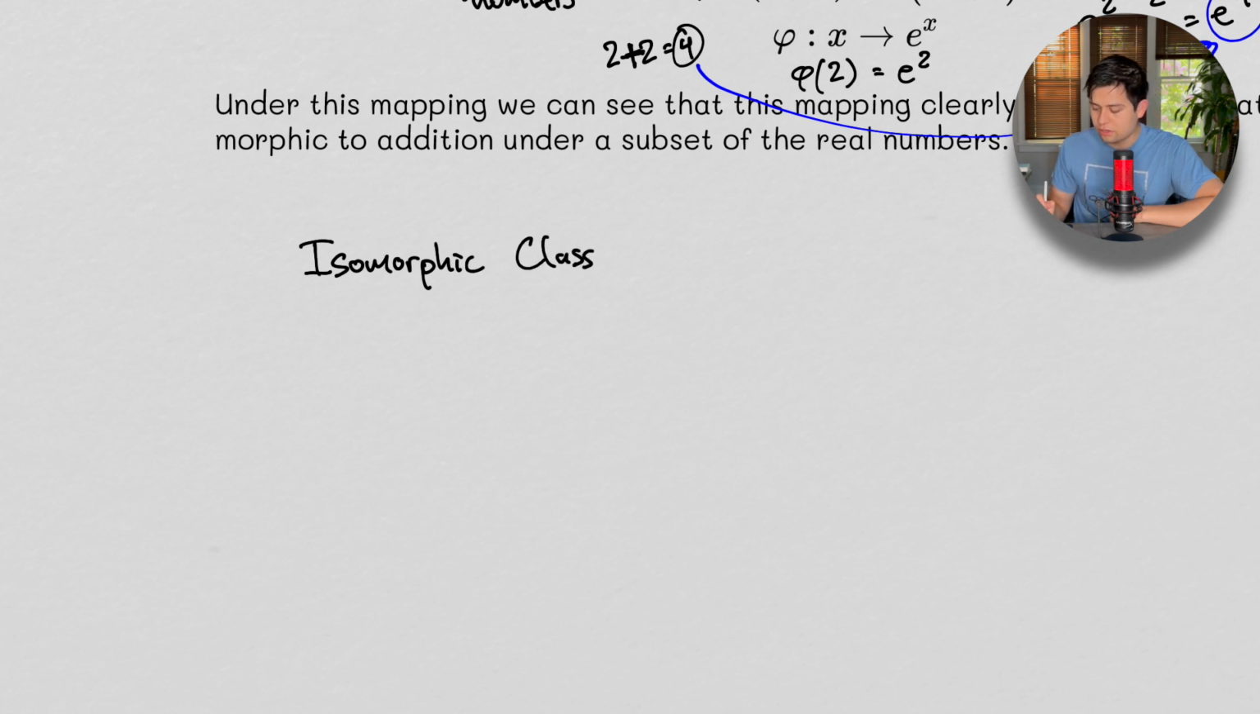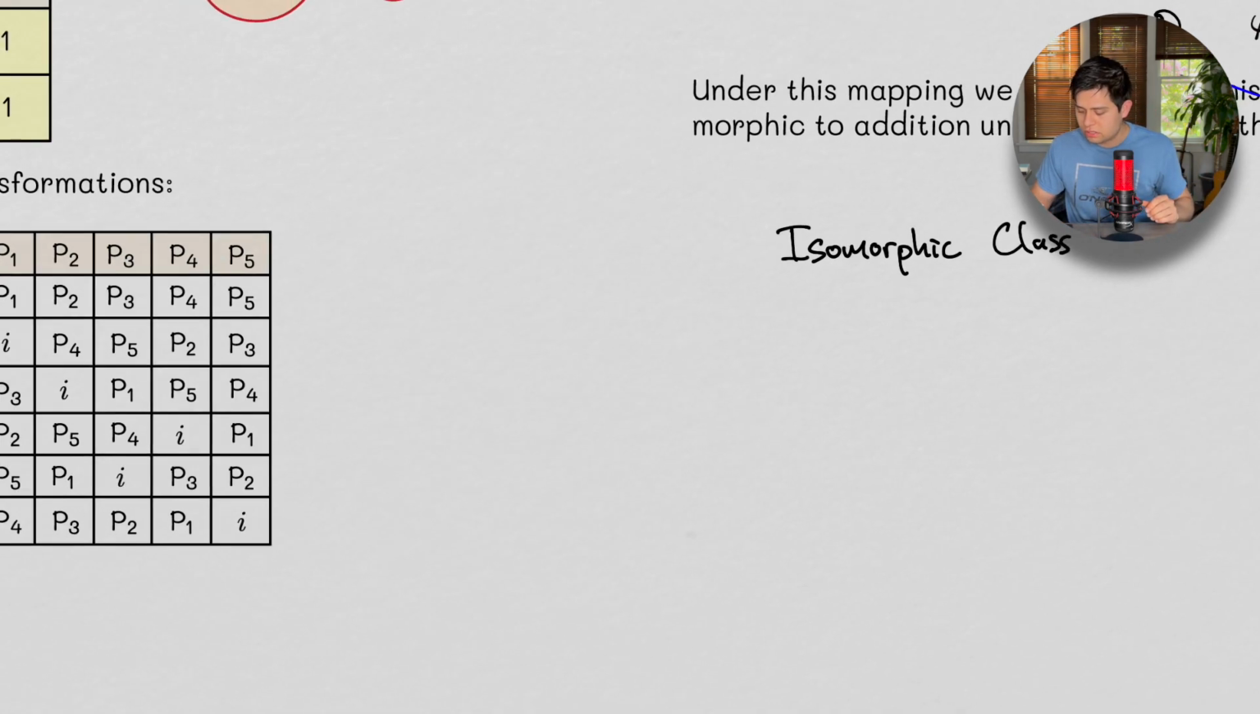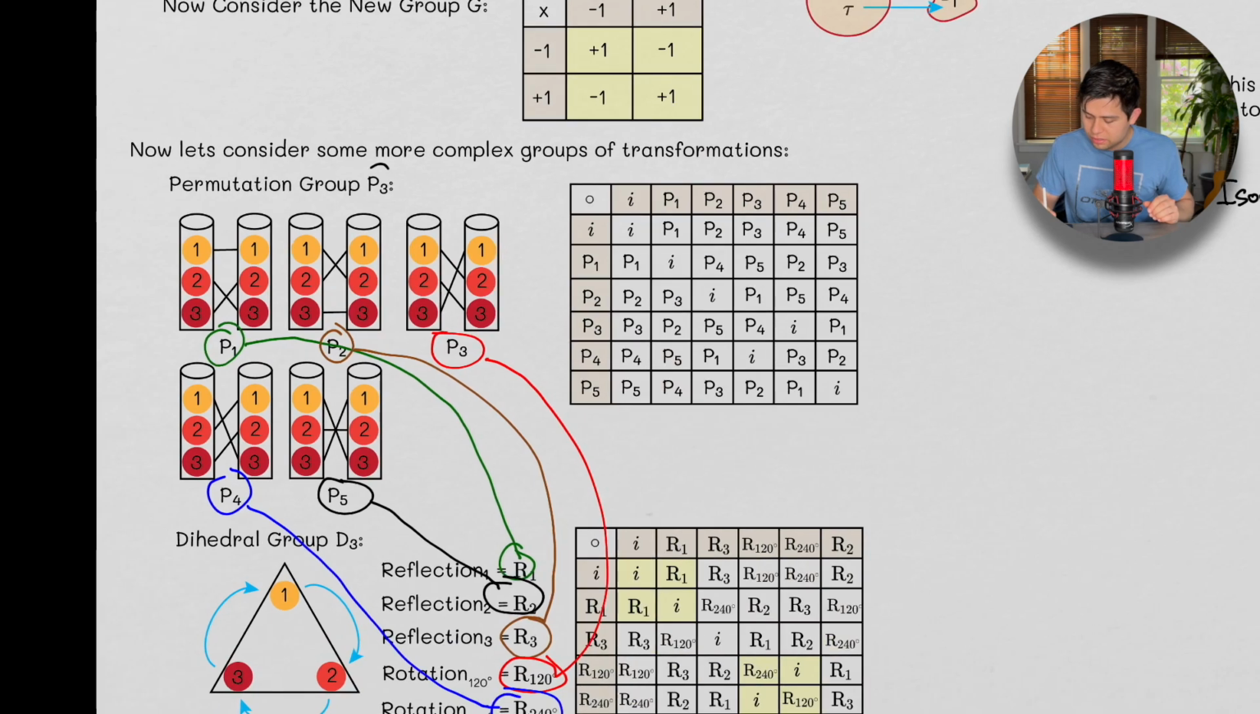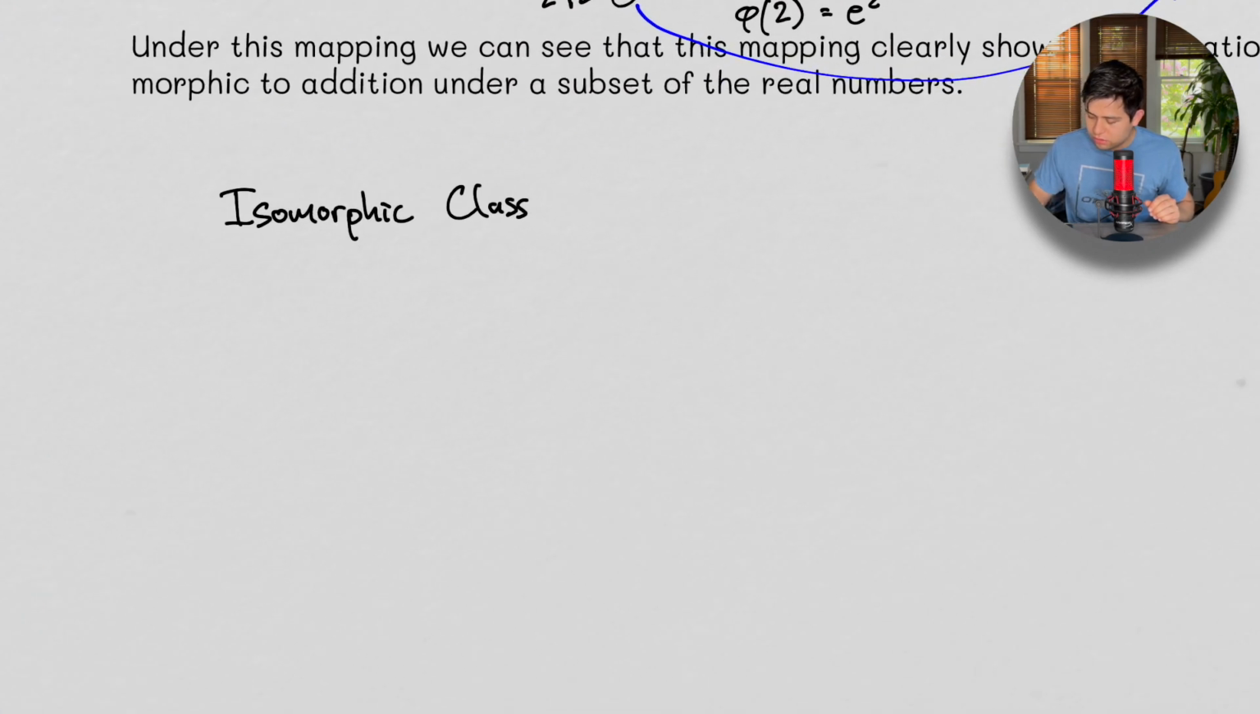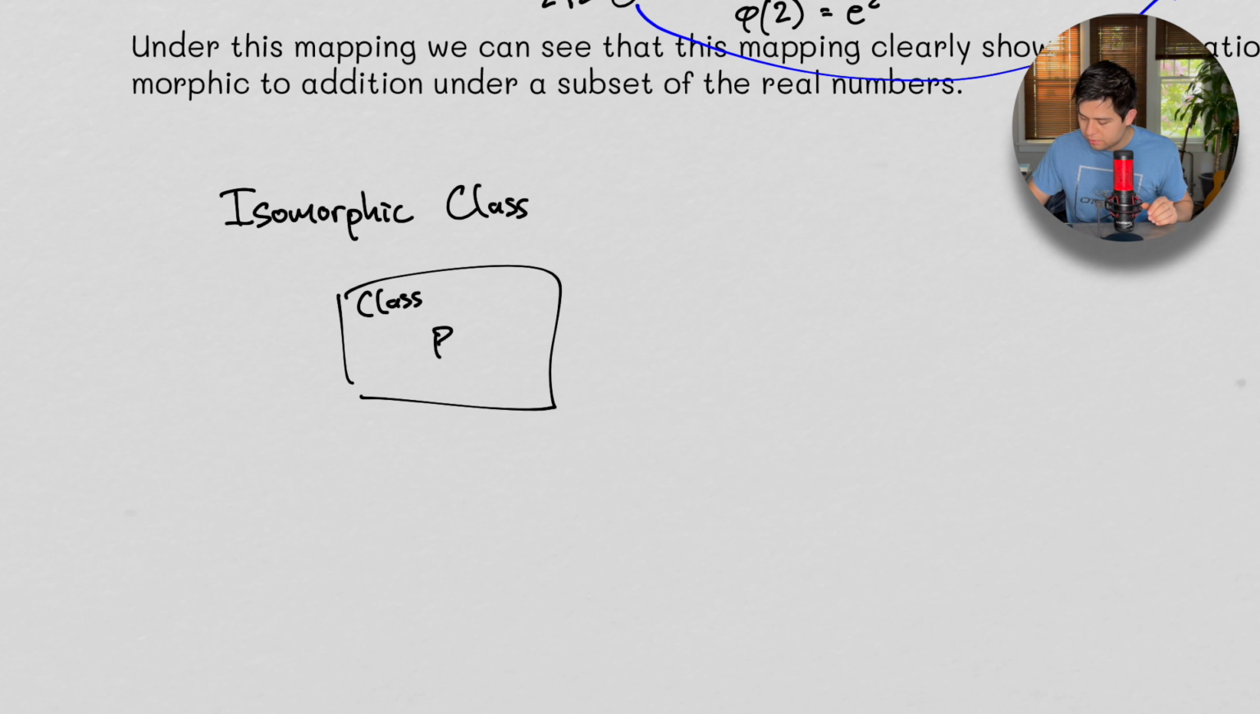The last thing I want to add is that there's a topic called an isomorphic class. Isomorphic classes are going to be the groups that are all isomorphic to each other. So, say P3 and D3, right, they fall under a class because they're isomorphic to each other.